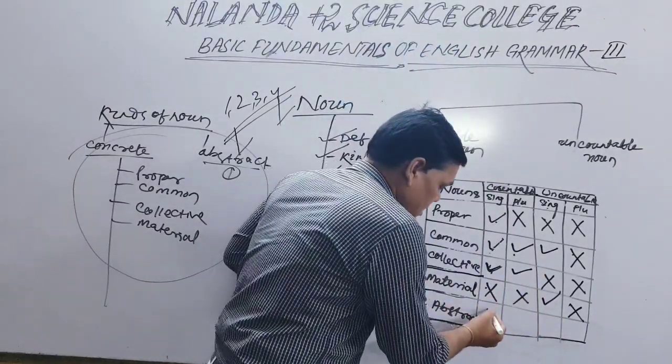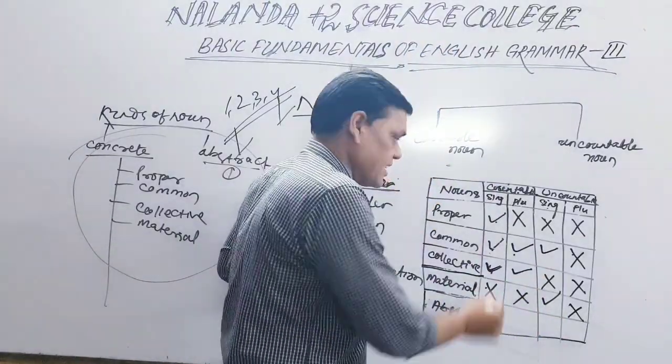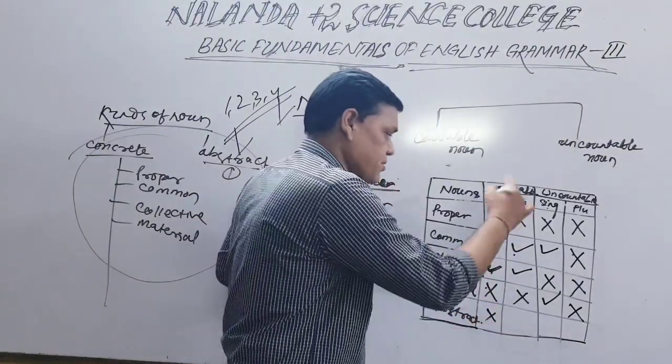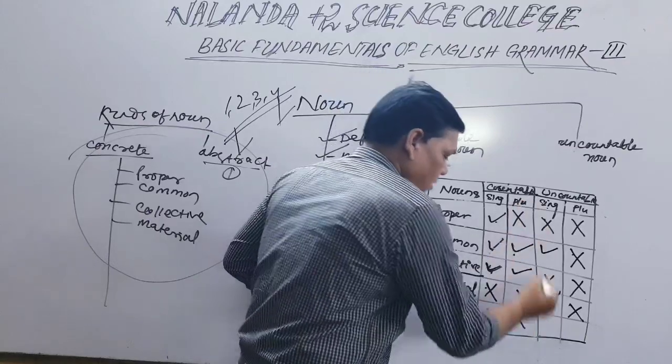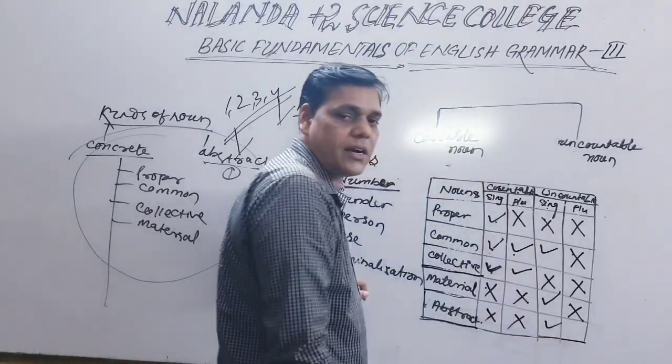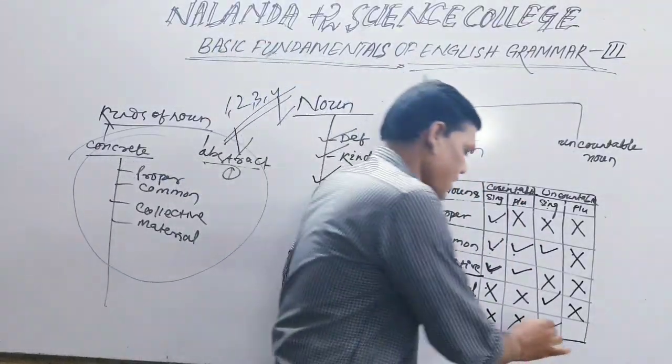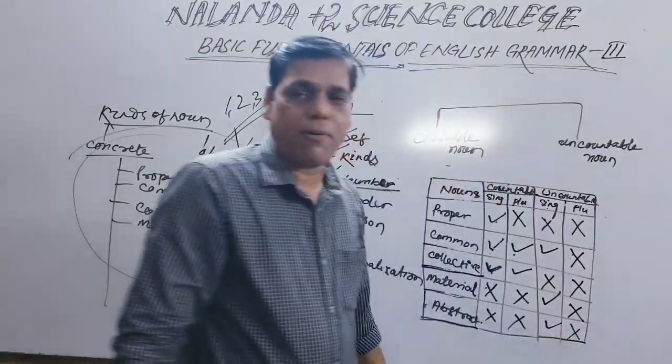Abstract nouns can't be counted. It is not countable singular. Abstract nouns can't be countable plural. It is ever uncountable singular. And it has no plural forms.